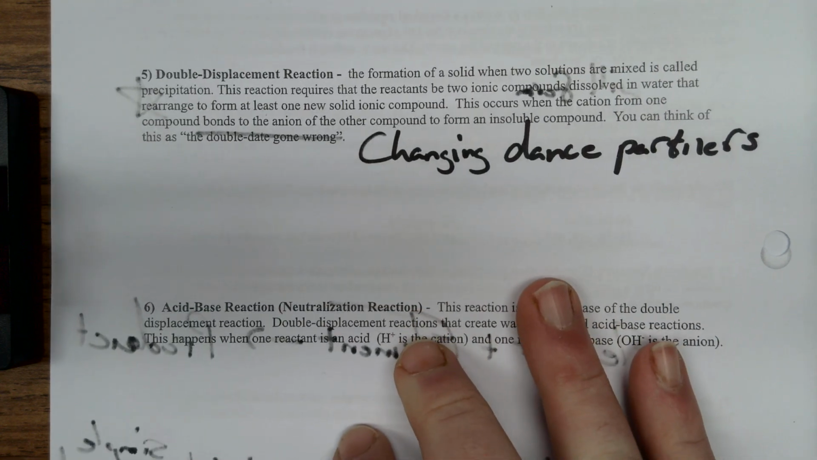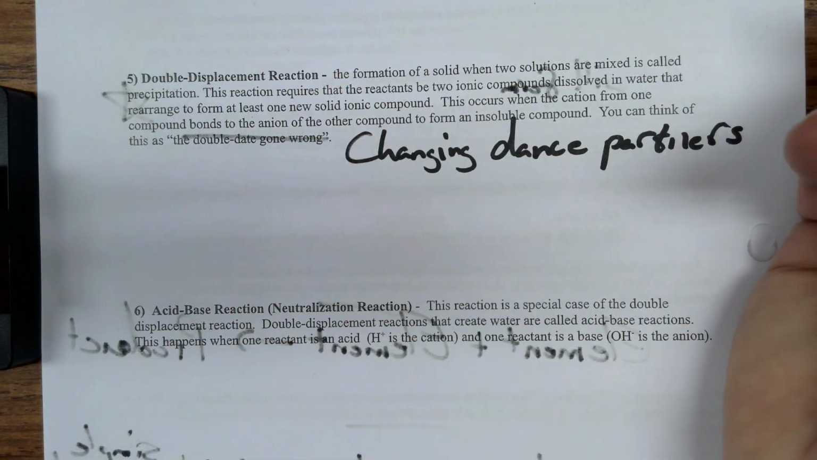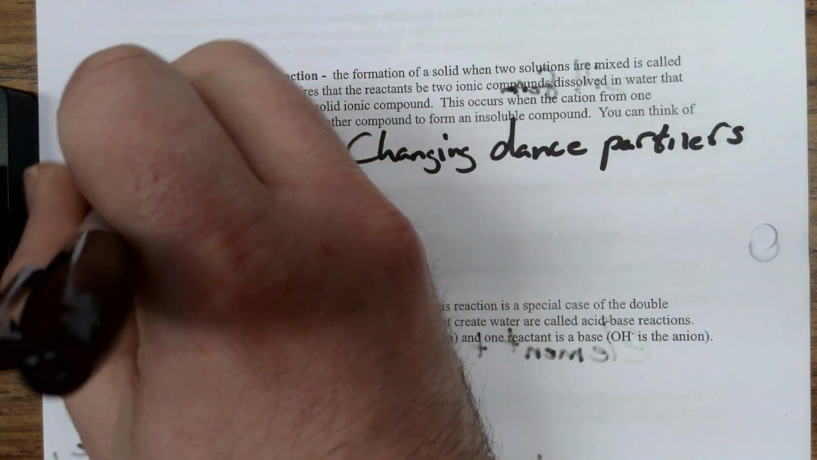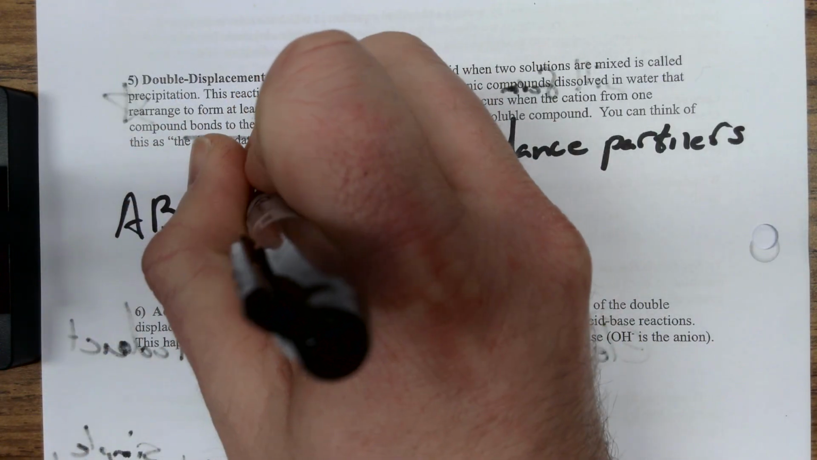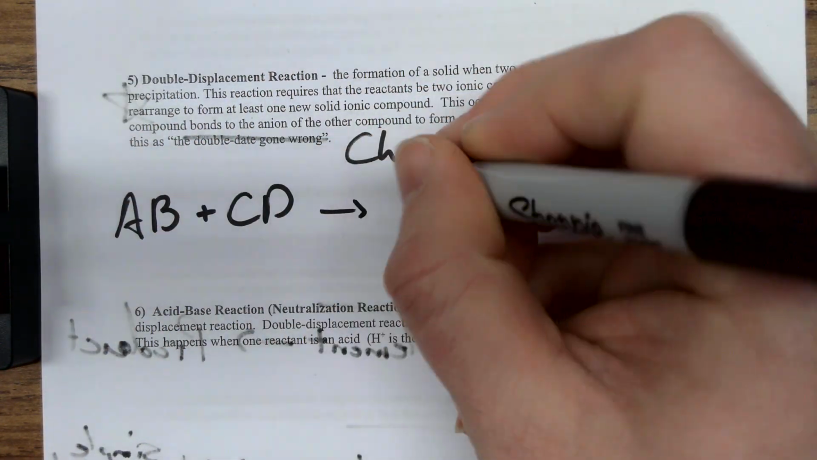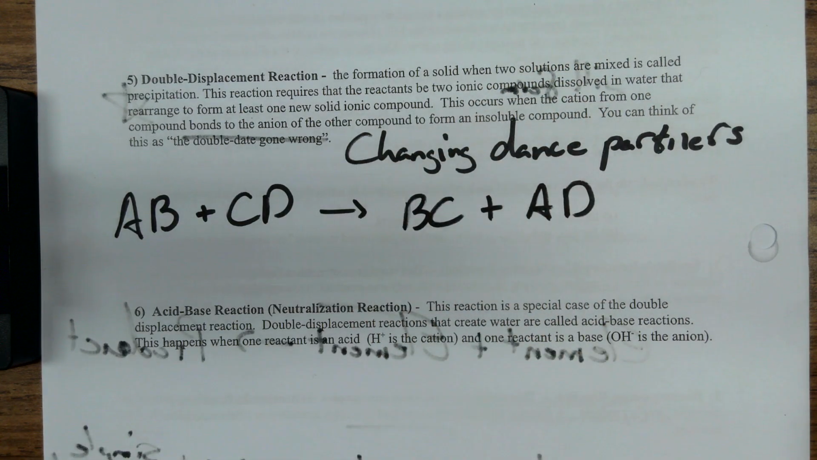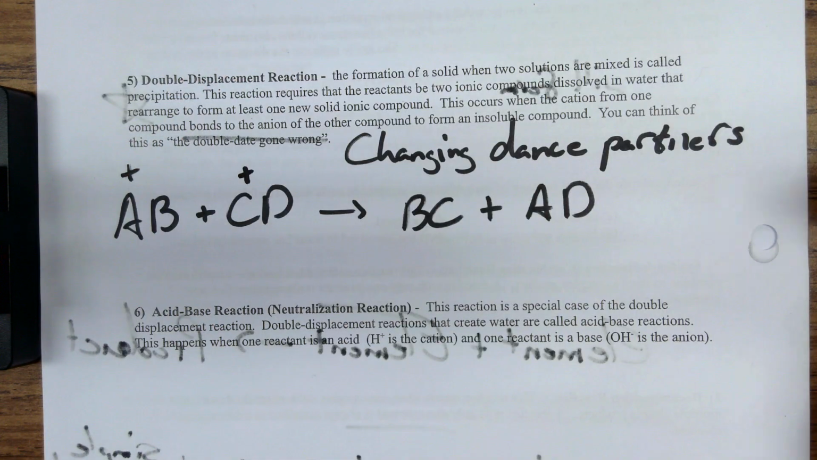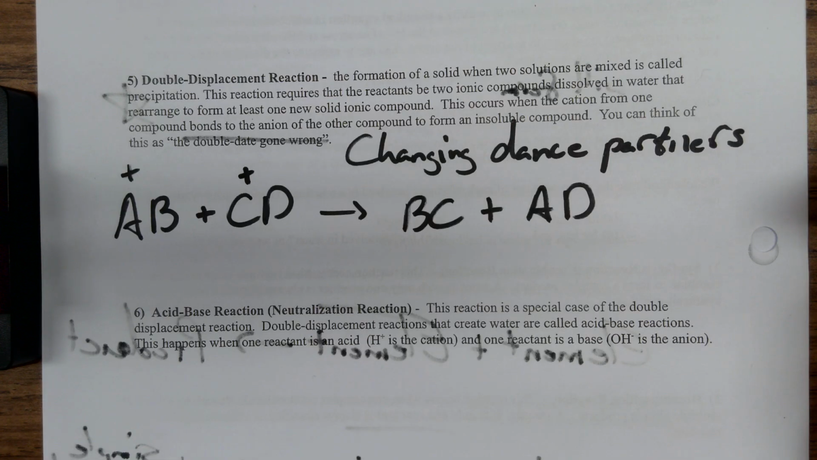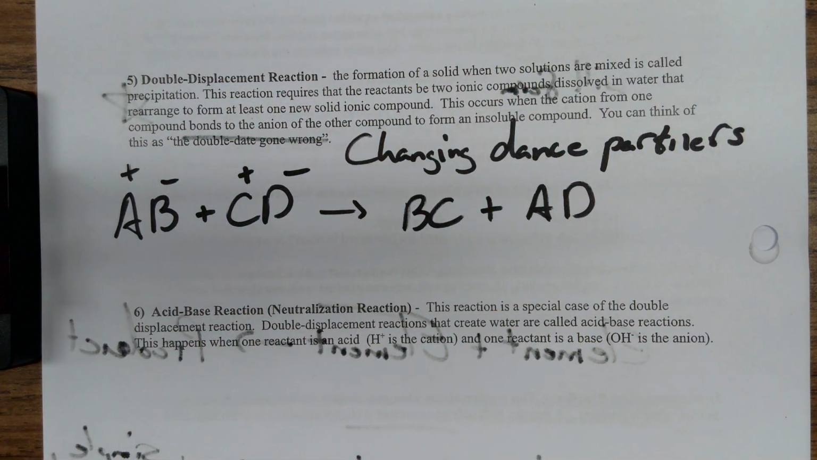But we saw this pattern before. AB plus CD yields BC plus AD. We talked about them being ionic compounds. Remember, in my ionic compounds, my cation is always written first. So my A and my C are my cations. My B and my D are anions.